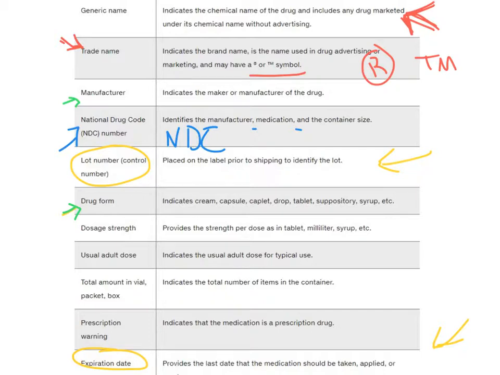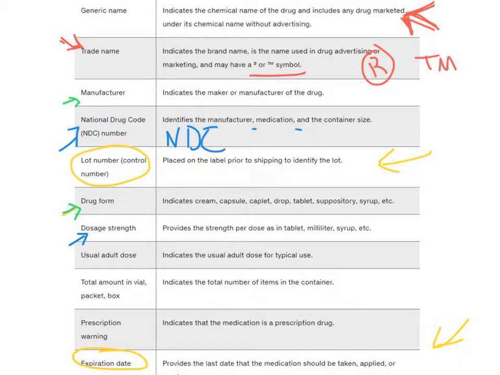Then next we have the dosage strength. The dosage strength is how much medication is in each dose of that medicine. So if it's a tablet medication, that tells you how much medication is in every tablet. Every medication is different. A tablet of ibuprofen may have so many milligrams in it, whereas if you buy Zyrtec, that has so many milligrams in it. They're two completely different types of tablets. So the dosage strength tells us how much medication is in each particular tablet.